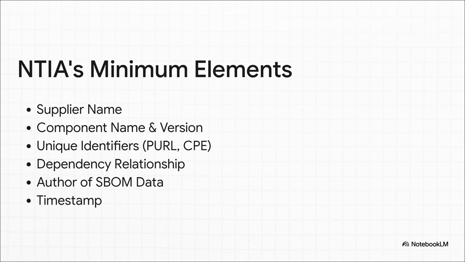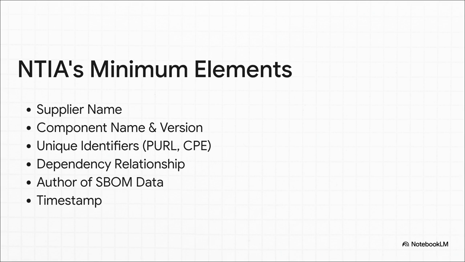You need the basics, like the supplier and the component's name and version, but then you also need unique identifiers, like a PURL or CPE, so there's zero confusion. You also have to map out how everything is connected, the dependency relationships. And finally, you need to know who created the SBOM and exactly when.